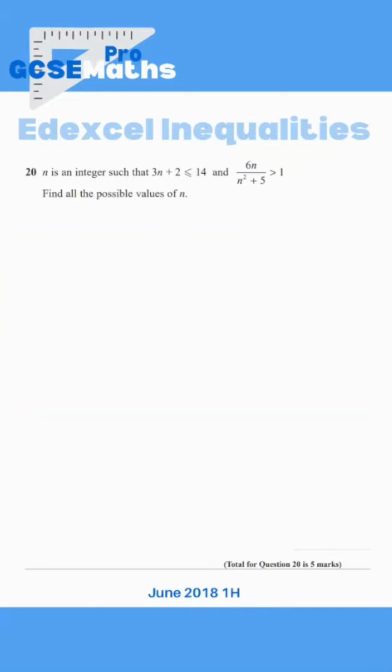So first I need to solve both inequalities separately. The first one's a bit easier because it's a linear one. So I just need to solve it like any other equation. Just get n on its own. So 3n would be less than or equal to 12, and therefore n would be less than or equal to 4. The second one's a bit harder.